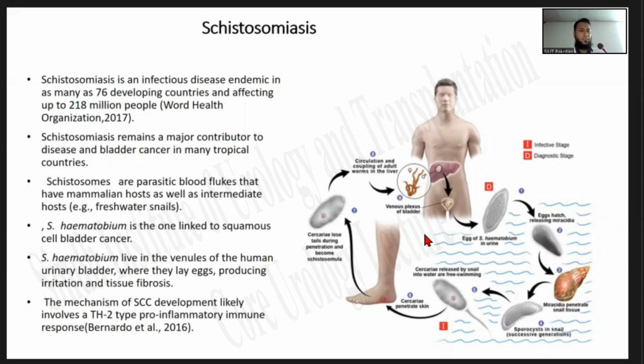This schistosomiasis infection is endemic in 76 developing countries and infected up to 218 million people worldwide, according to 2017.